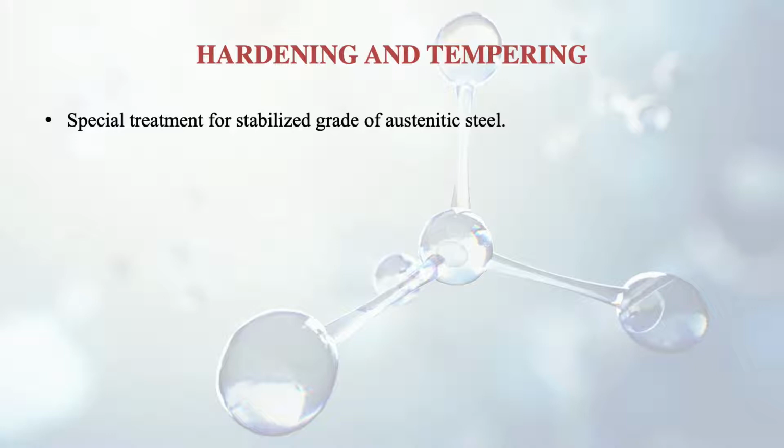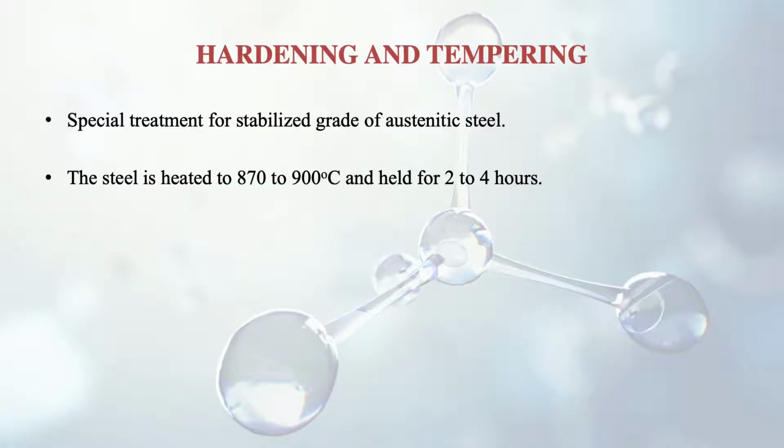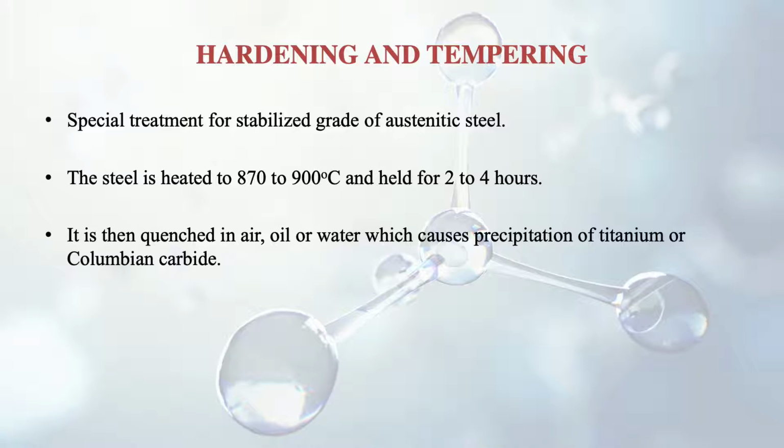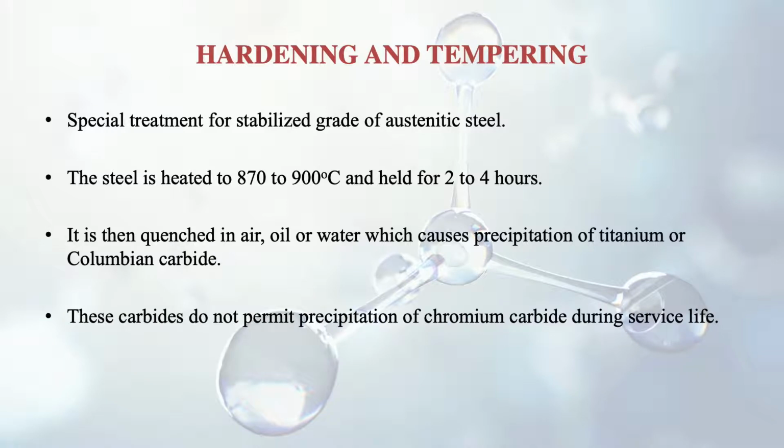Further, special treatments are there for stabilized grade of austenitic steel. In this special treatment, steel is heated to 870 to 900 degrees centigrade, and there it is held for almost 2 to 4 hours. And then it is quenched in either air, oil or water, and this quenching will cause the precipitation of titanium or columbium carbide. So these two carbides will actually prevent the precipitation of chromium carbide, which is a dangerous thing during the service life.